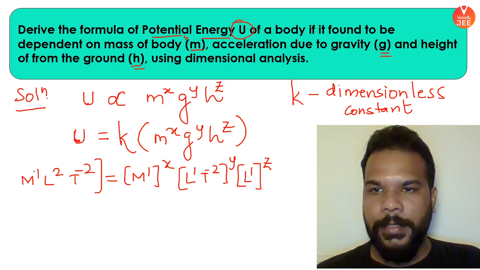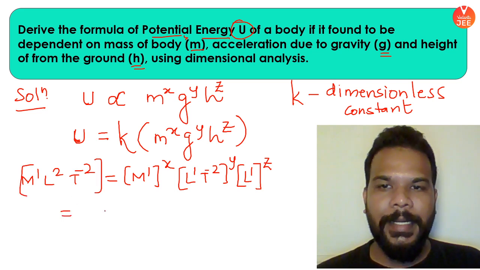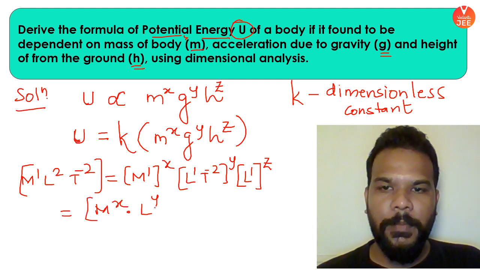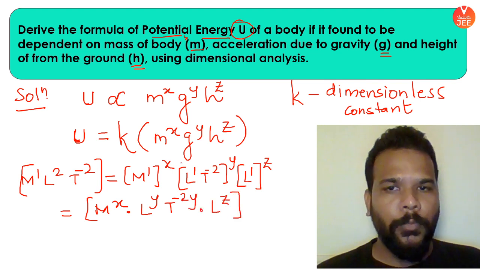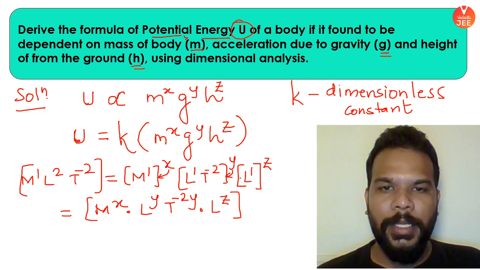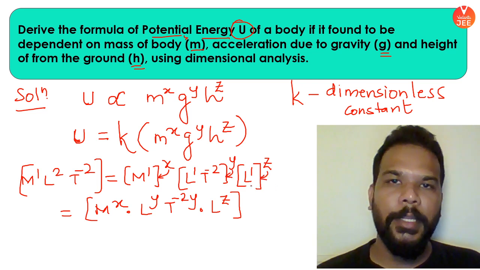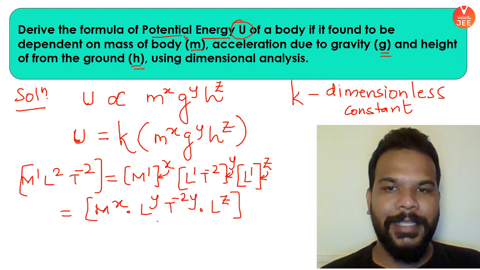So what you see here, on the right hand side we have M to the power X, then L to the power Y, T to the power minus 2Y, and L to the power Z. What did I do? I took these powers and brought them inside, multiplied them by the numerical powers which are mentioned. So this is how things look like.